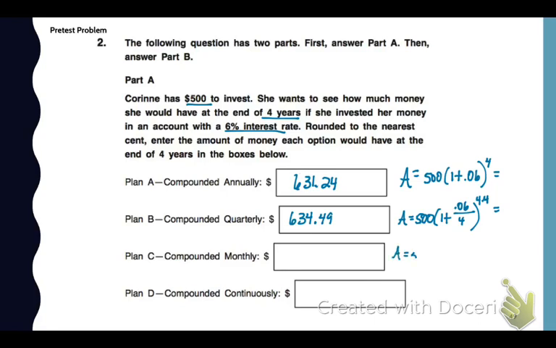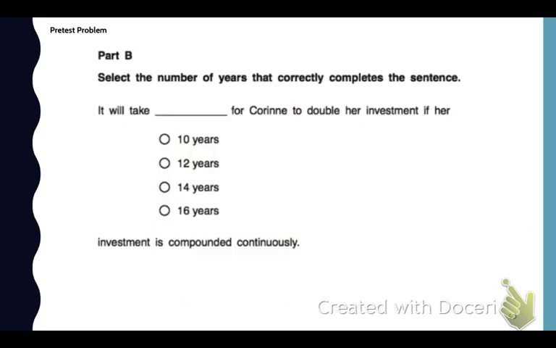Compounded monthly, our N value in that periodic formula is now 12. And then finally, compounded continuously, this is our base E formula. So figured for 4 years, Corinne will have $635.62. Notice I did not write in the dollar sign because it was given at the beginning of that. If I didn't see that dollar sign at the beginning of my blank, I would definitely put that in to label my answer as dollars.